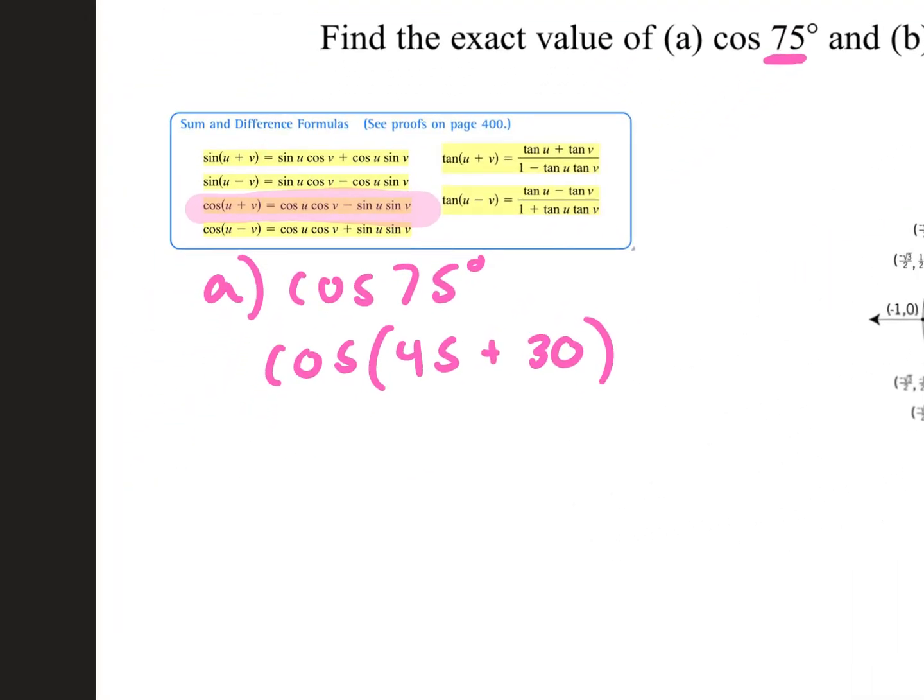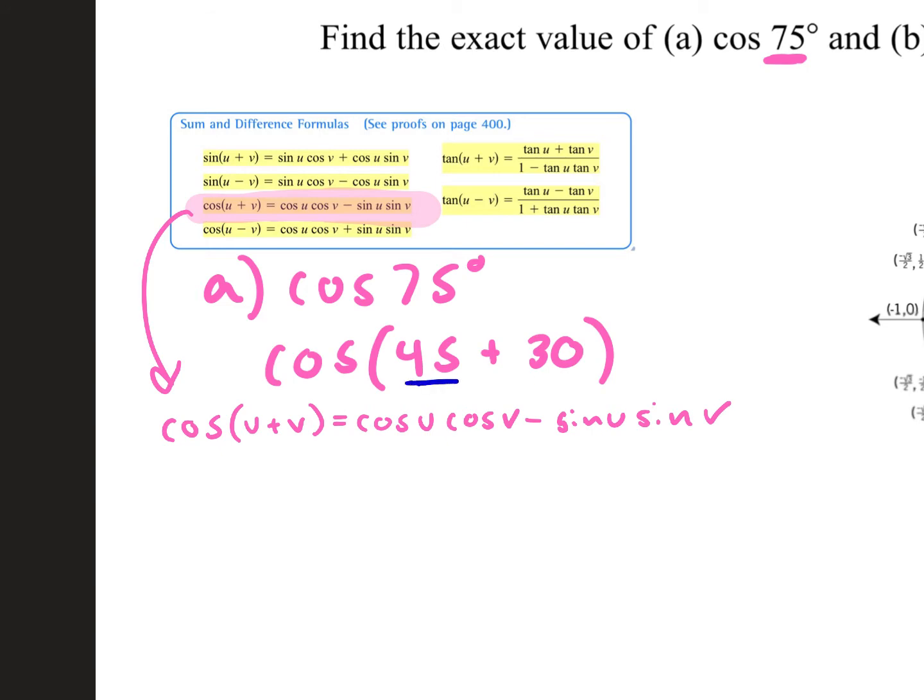So we're using our formula that is cosine of u plus v, which is cosine of u times cosine of v minus sine u times sine v. I just rewrote this formula here. Now we're trying to find the cosine of 45 plus 30, so we can say 45 is our u and 30 is our v.